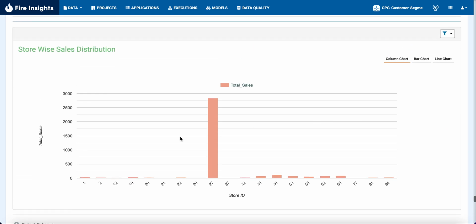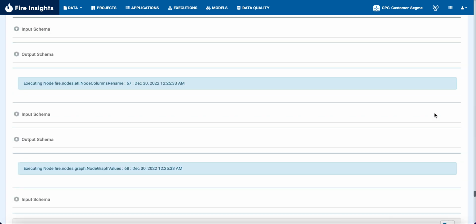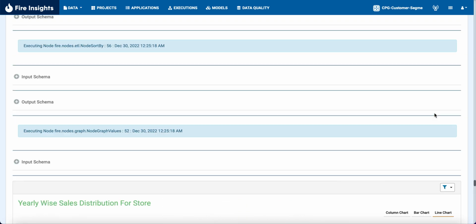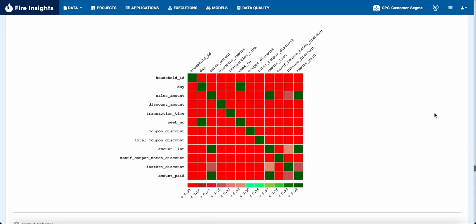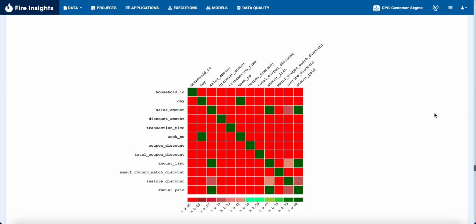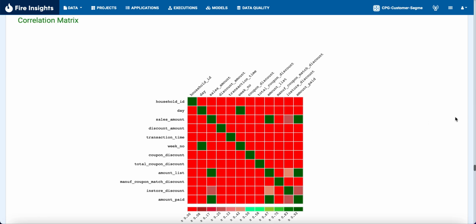Looking farther up, we can also check our total sales by each store. In this case, we can see that our top performer by far is store number 27. We also produced a correlation matrix. This will help us better understand how different columns are related to one another. We can see that we have a few very strong correlations, and we also have many very weak correlations. This will help if we want to do more predictive or quantitative modeling in the future.